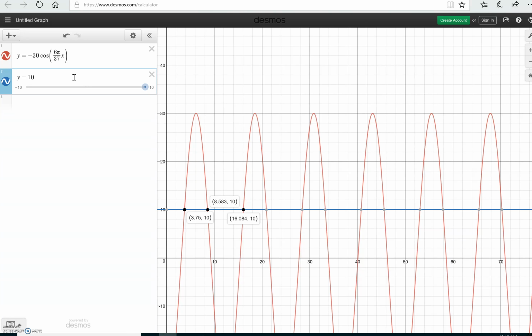So I can look here. All of them between 0 and 25. There I can see I'm at 28, so that's too far. So I have at time 3.75, at time 8.583, at time 16.084, and at time 20.916. Those are the 4 points in between 0 and 25. And we could figure out the time from those after 10:30 if we wanted. So I'm going to go ahead and click those off.